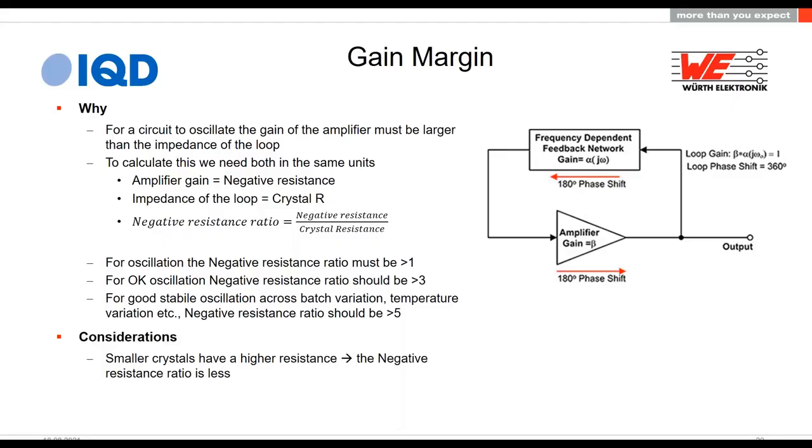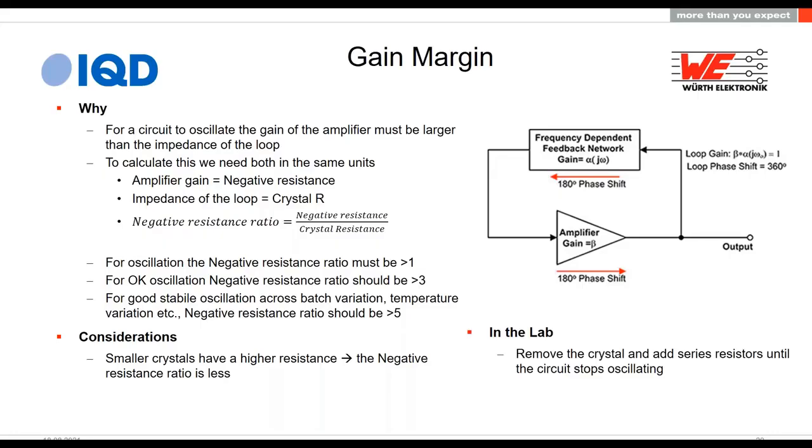So considerations when we try and look at this kind of stuff. Small crystals have got a higher resistance, so the negative resistance ratio will be less. That's quite relevant in today's world as everybody is now trying to get components smaller and smaller and smaller. And so if you did this kind of work a few years ago with a crystal of one particular size, you can't just take those values and reuse them in a modern circuit. If you change to a smaller crystal, you're going to need to look at this again. Yeah.